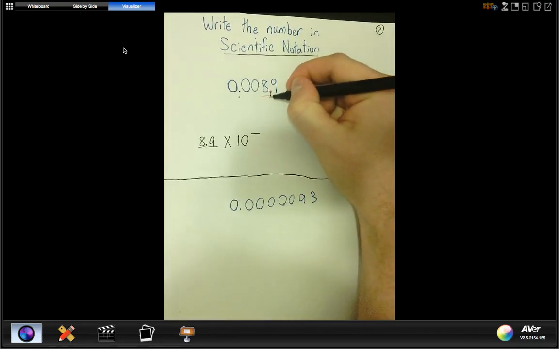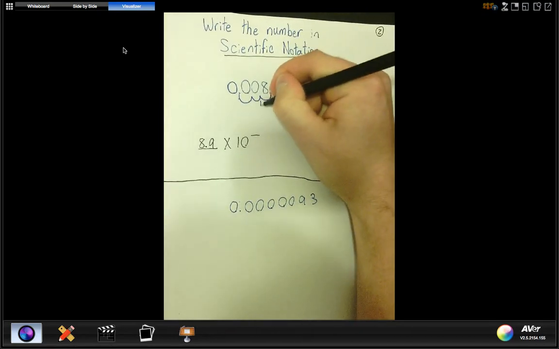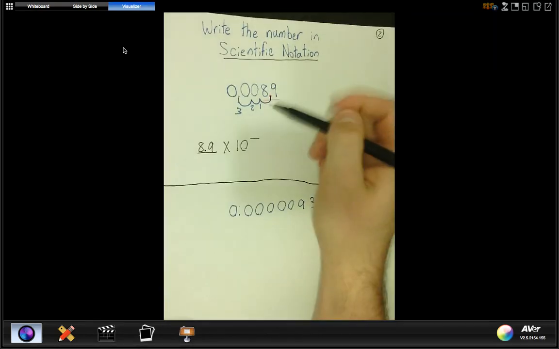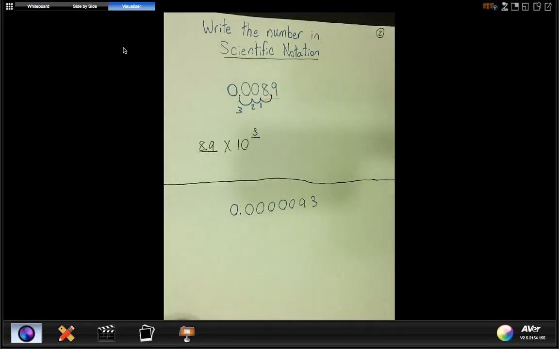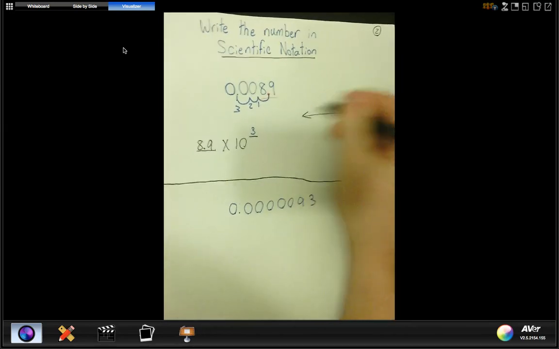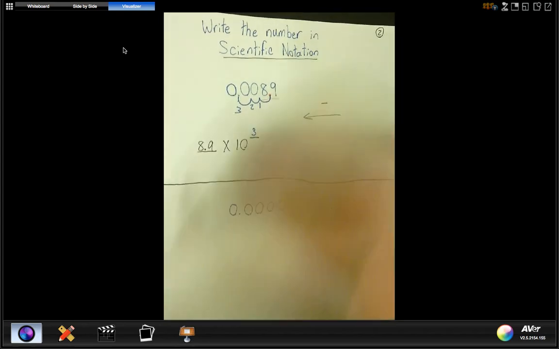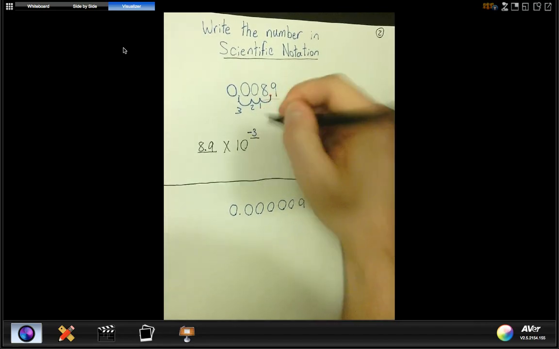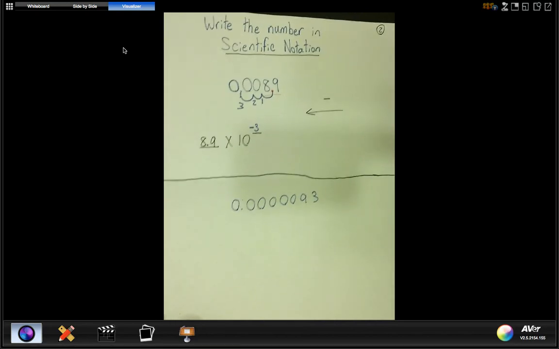I'm going to move it. I got 1, 2, 3. 1 peak, 2 peaks, 3 peaks. Once again, the number of places I move it, I know that's my exponent, but we've got to think about this for a second. I went to the left this time. And I remember from my notes in the video that when I go to the left, it is a negative exponent. So I know the answer in scientific notation is 8.9 times 10 to the negative third.